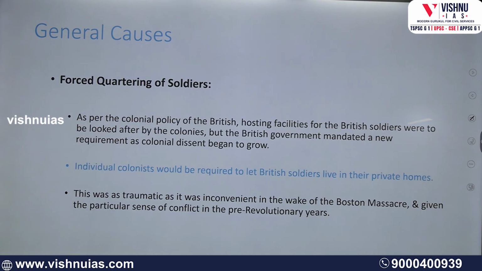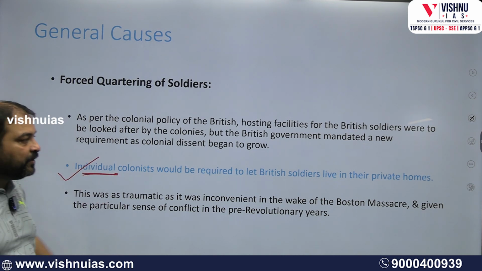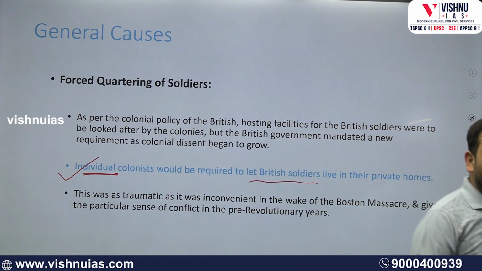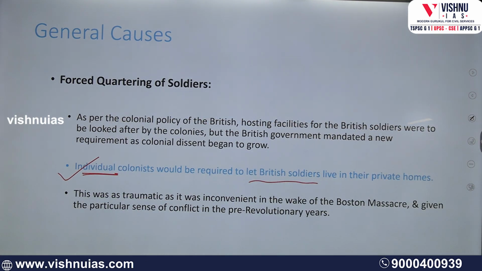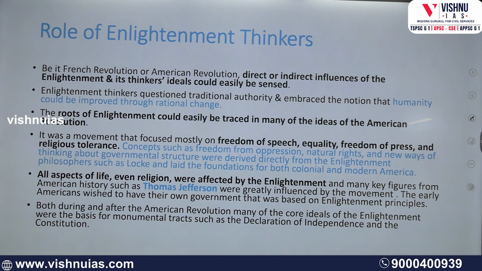Lastly, the Britishers passed a law under which any person's residence could be used to quarter, means to reside, British soldiers in those days. So even if it is my house, Britishers can say, no, you will have to keep British soldiers in your house. You will have to make them reside. So you can see here, individual colonists, if I am an individual person, I am required to let British soldiers live in my house. All these 8 are general causes. Remember any 2 or 3. I'm not asking you to remember all 8, but do write all the 8 at one place.